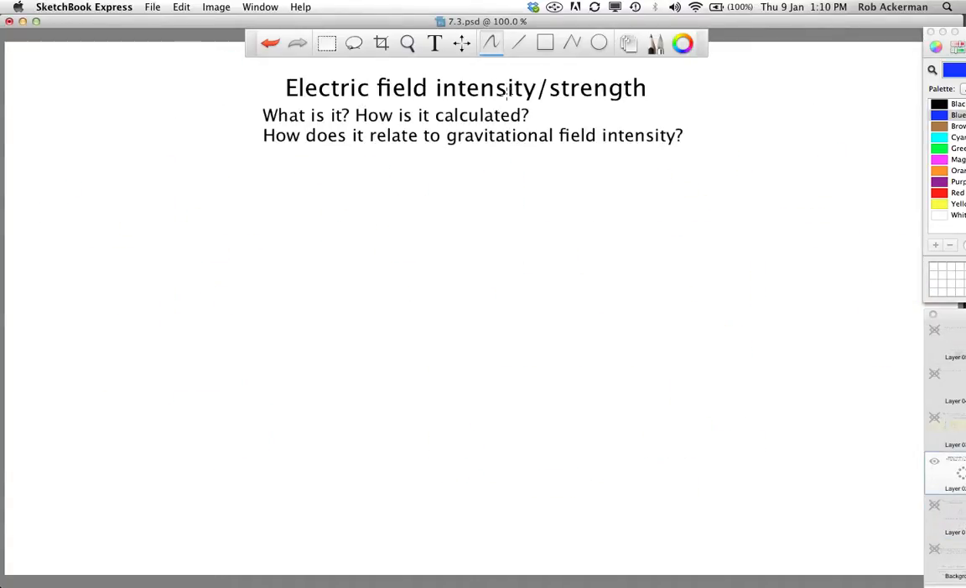We're going to talk now about the actual intensity or strength. In other words, how many newtons of force are experienced per coulomb of positive test charge.